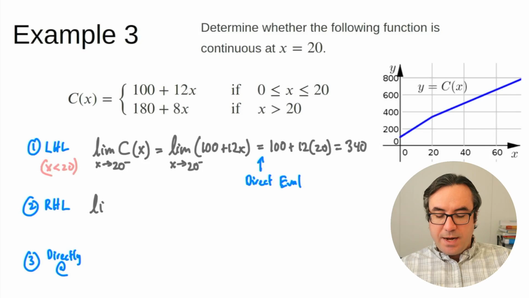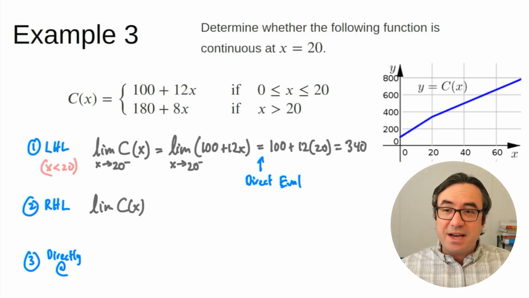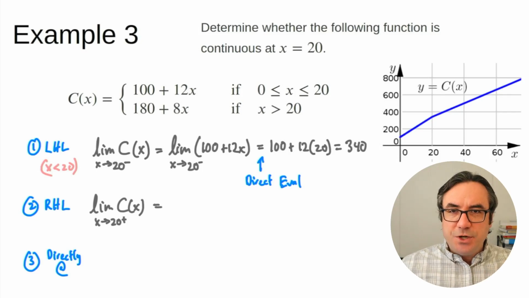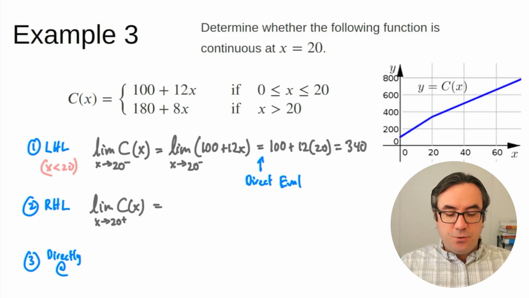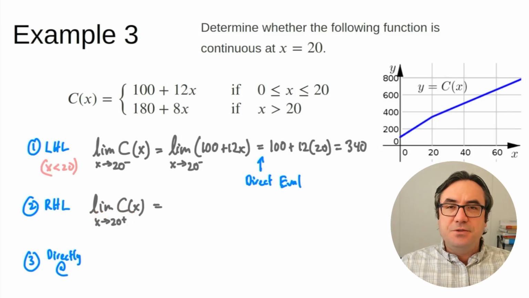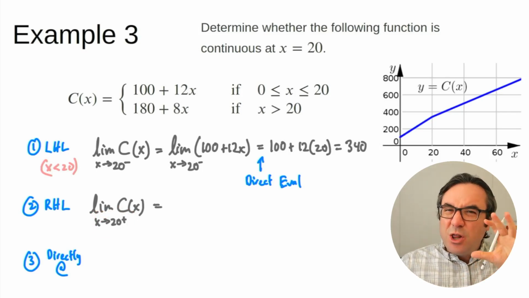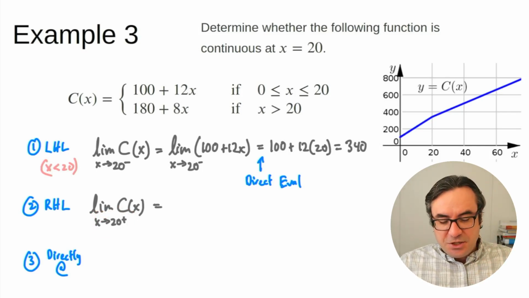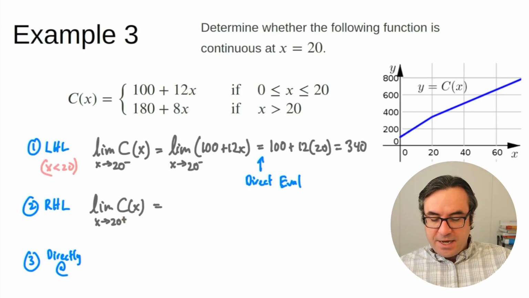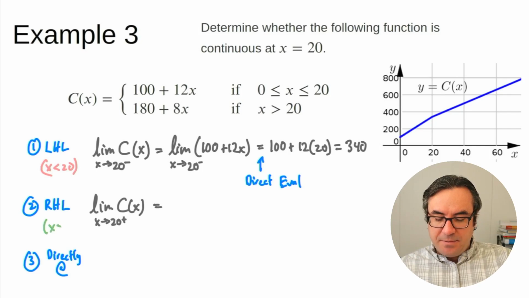And for our right-hand limit, again, let's write out what we're going to calculate. So the limit of c of x as x approaches 20 from the right. Well, now we have to decide which piece of our piecewise function to use. When we're calculating a right-hand limit, we're using values of x that are close to 20, but just slightly bigger. So in this case, x is going to be slightly bigger than 20.